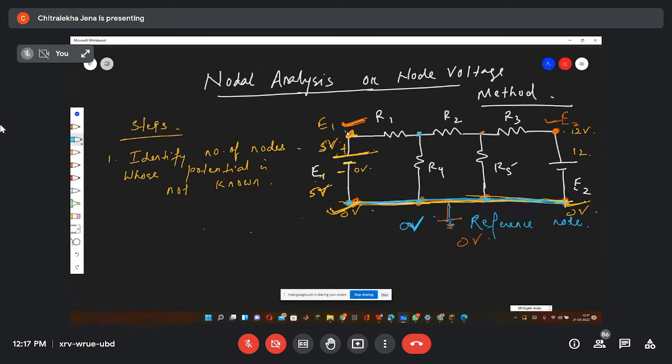So you have to identify how many nodes are there. And where more number of nodes are connected, that one you will take as the reference node. That will be taken as 0 volt. Like suppose this one you are taking as 5 volt, that is with respect to this one, which is 0 volt. So this node is called the reference node. Am I clear?